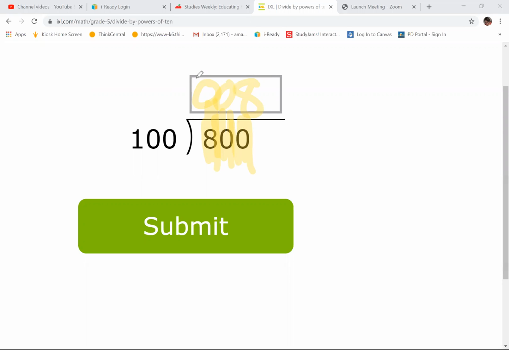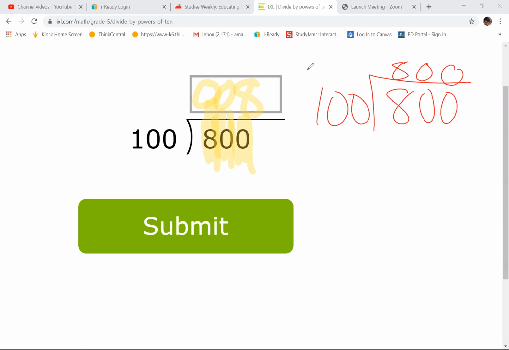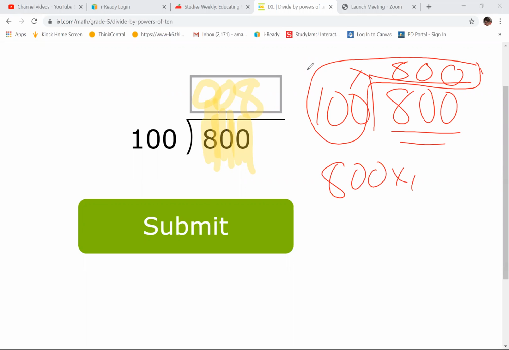The answer is 8. And how I can check it is, if I said 800 divided by 100, let's say I thought it was 800. How do I check my thinking? I check by doing the inverse operation. I check by multiplying these two, and then I should get the dividend. So let me multiply those two. 800 times 100. Nope, that's not correct, is it? So that's how I know 800's not the right answer.